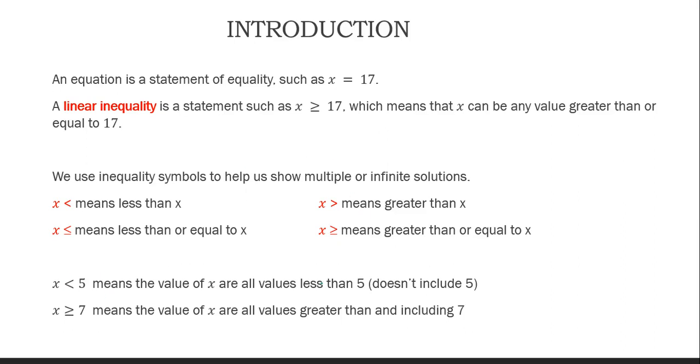Look at this statement. This is saying x is less than 5, which means that all of the values of what x can be have to be lower than 5. This means that x is greater than or equal to 7, which means that x can be any number that is 7 or bigger than 7.